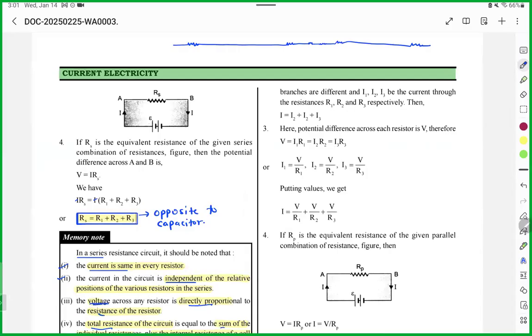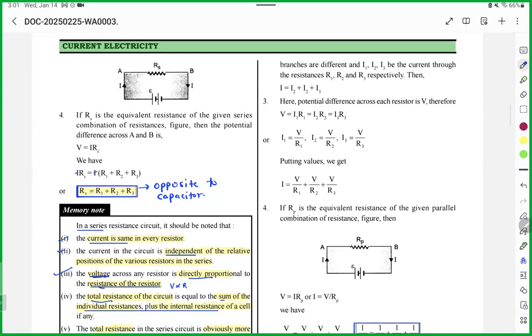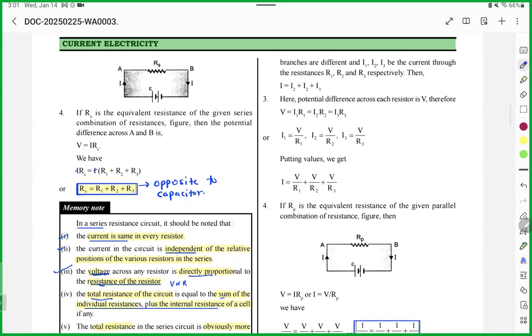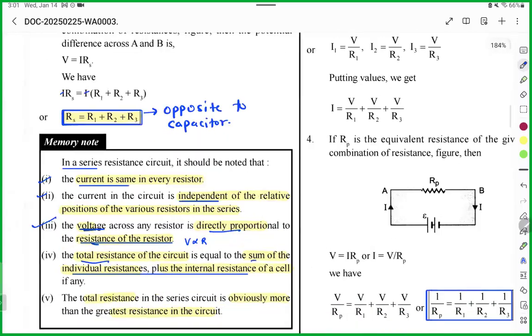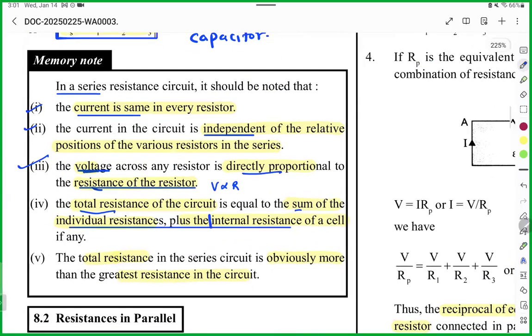Voltage across any resistor will depend upon the resistance of the given resistor. So if resistance is more, then voltage will be more. That is important for your question. So V is directly proportional to R. More resistance, more voltage. Total resistance is the addition. But remember, when you are adding total resistance, you have to add internal resistance also.